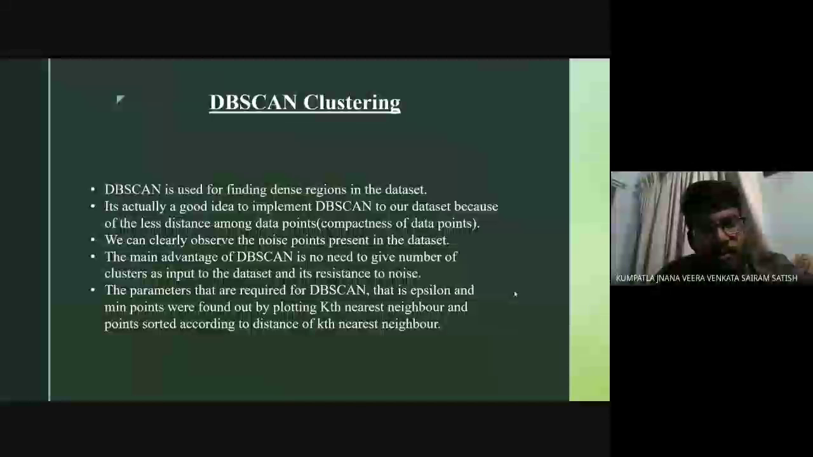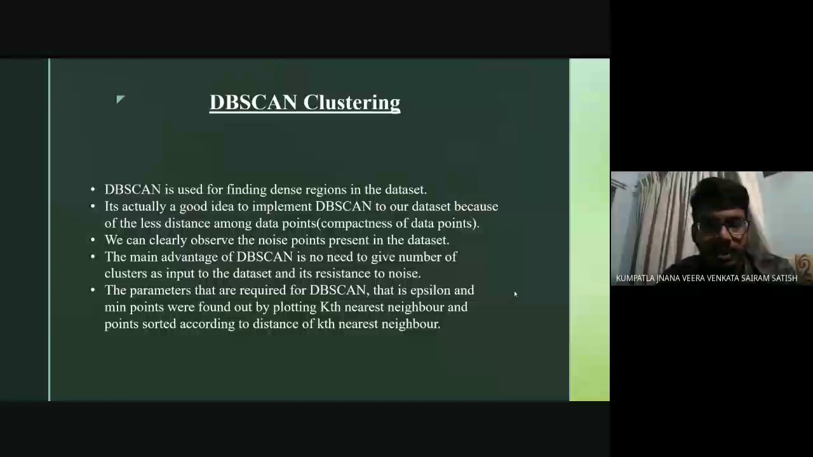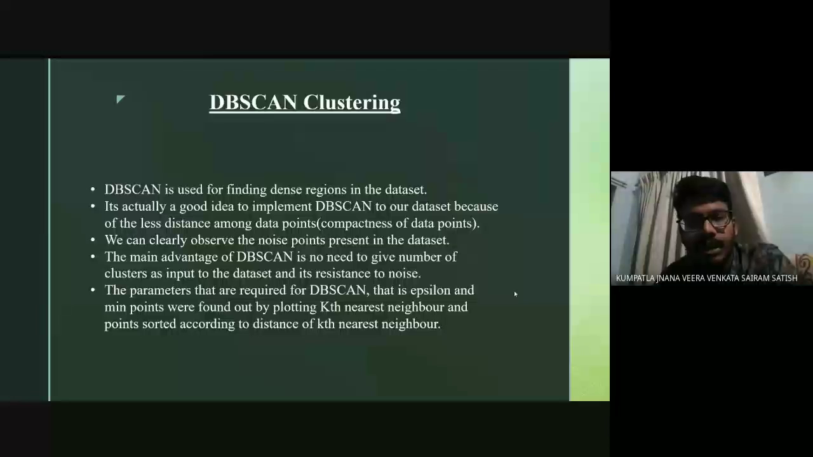Hello, I am Satish Kumpatla. I performed an analysis on the dataset using DBScan clustering. Basically, DBScan is used for finding the dense regions in the dataset. Our dataset consists of many points that are close to each other, so they formed very dense regions. So it's a good idea to implement DBScan for our dataset. We can clearly observe the noise points in the dataset after performing the DBScan algorithm. It gives a clear idea of how many noise points are distributed in the dataset.